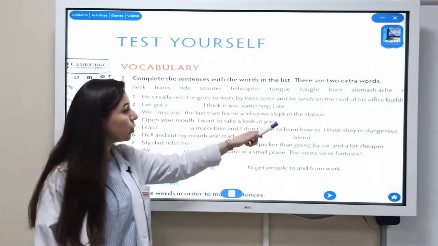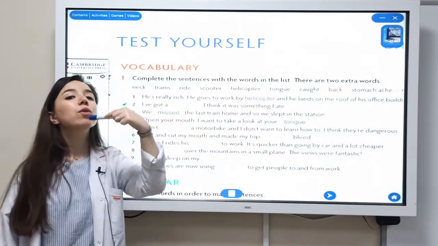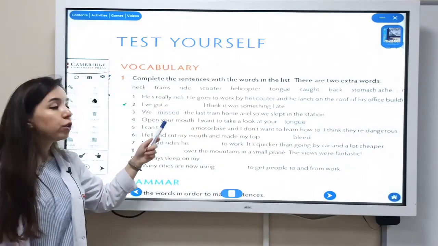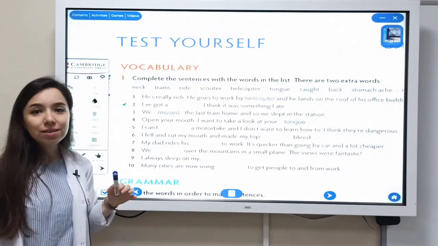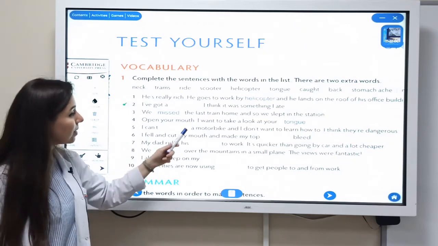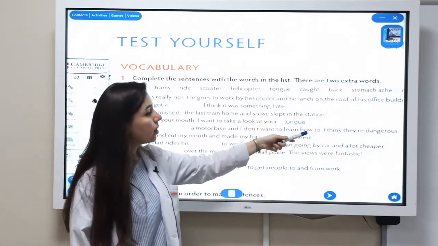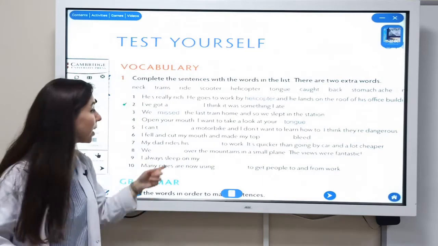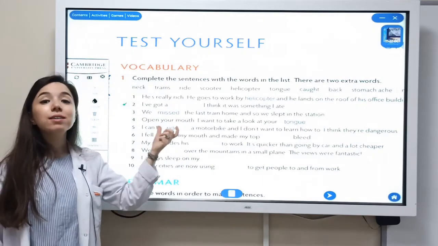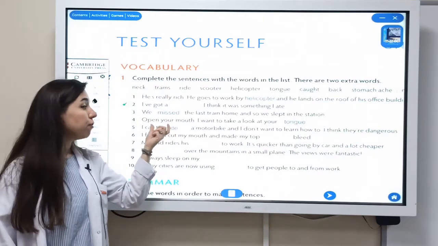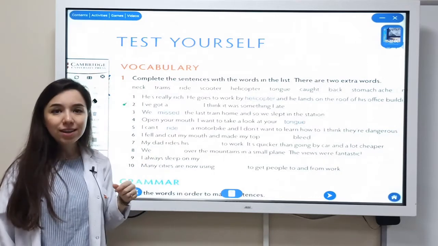I want to take a look at your tongue. Yes, I want to take a look at your tongue. When you go to the doctor, doctors normally say these sentences. I can't ride a motorbike and I don't want to learn how to. I think they are dangerous. For motorbike, the perfect verb is ride a motorbike.